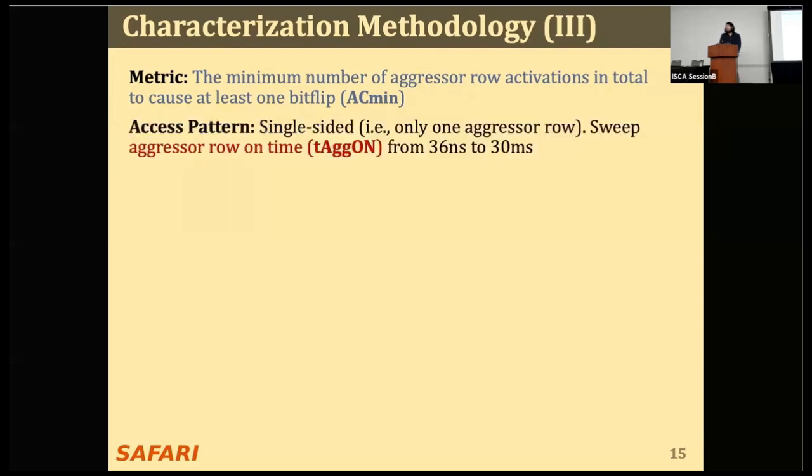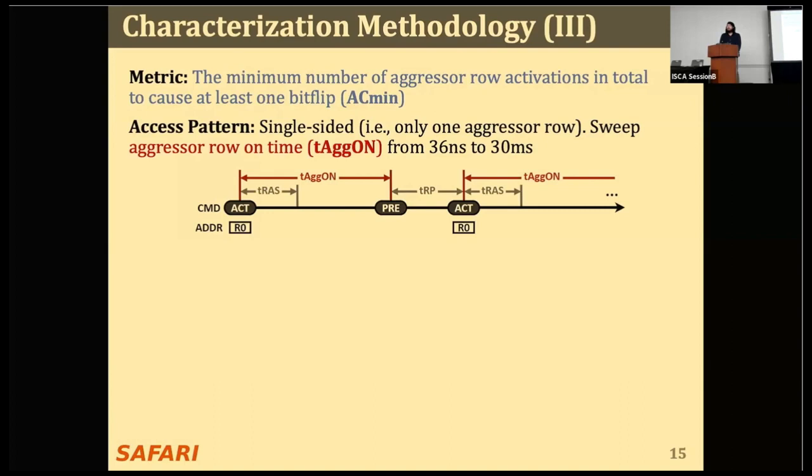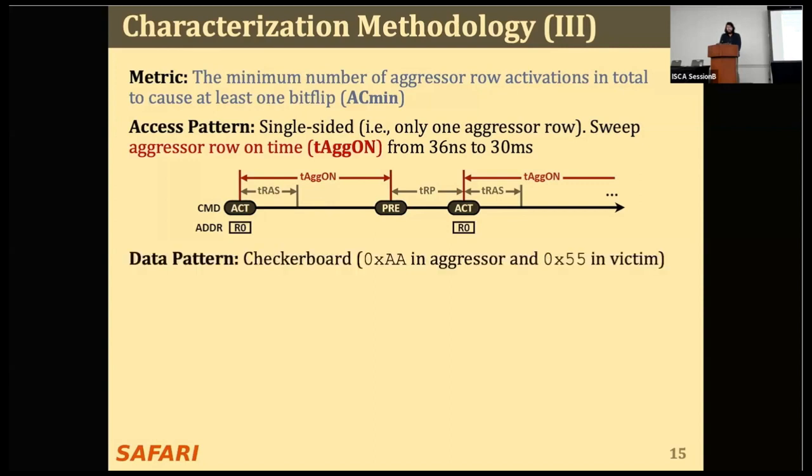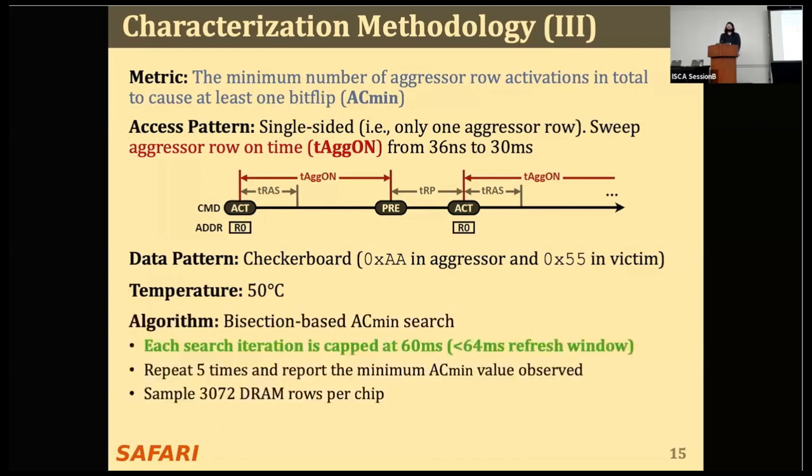We use a single-sided RowPress pattern, as shown in the figure, where we only activate one single aggressor. We sweep the aggressor row on time from 36 nanoseconds to 30 milliseconds. We use a checkerboard data pattern, and unless otherwise specified, we test the DRAM chips at 50 degrees Celsius. We use a bisection-based algorithm to search for AC-min, and we cap each search iteration at 60 milliseconds, which is strictly smaller than the refresh window, to avoid seeing any undesired retention failures. This is enough to explain the results that are going to be shown in this presentation, and we have many more sensitivity studies in the paper.